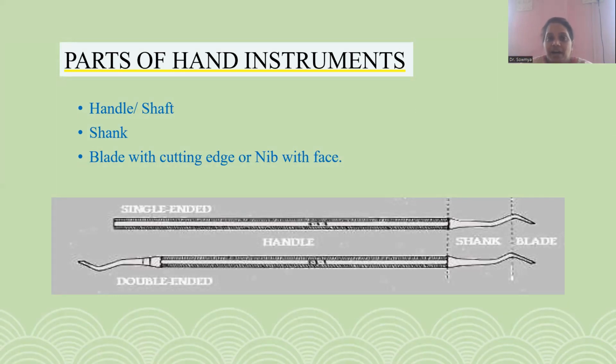Now again coming to the parts of the hand instruments. The first one is the handle, that is the middle part which we hold. The next one is the shank. The shank is the part which connects the handle to the cutting edge. Blade with cutting edge, or nib with the face. The tip of the instrument is called the cutting edge. So as we can see in the picture, it can be either single-ended or double-ended.